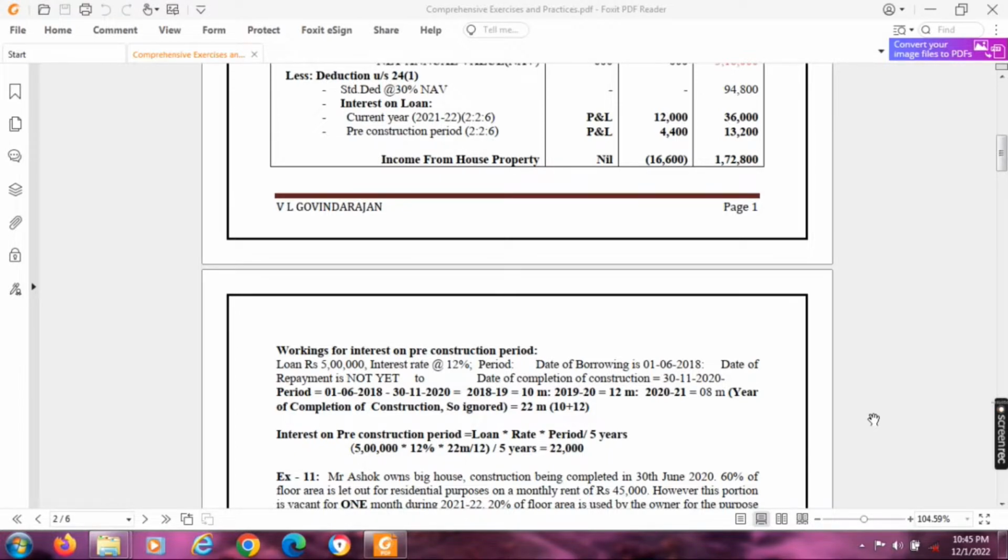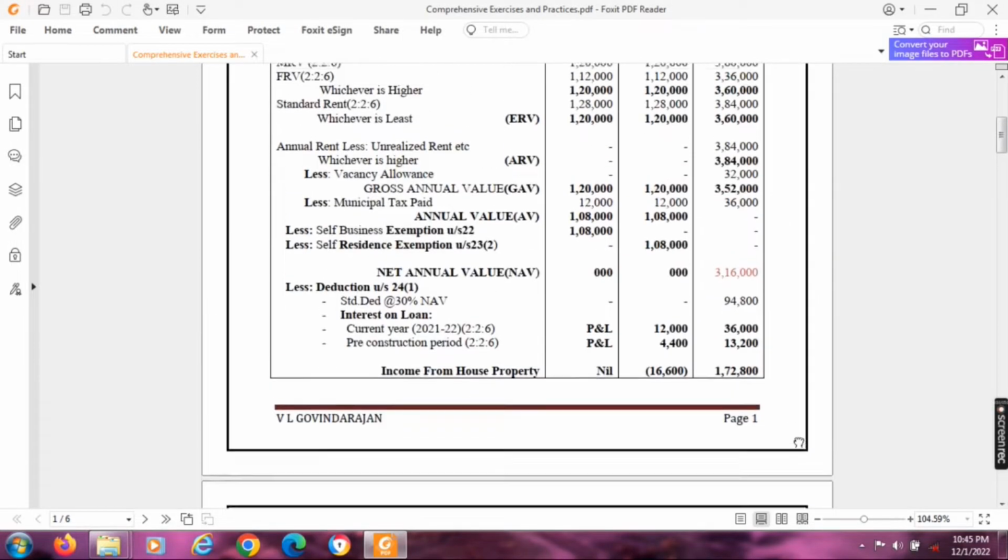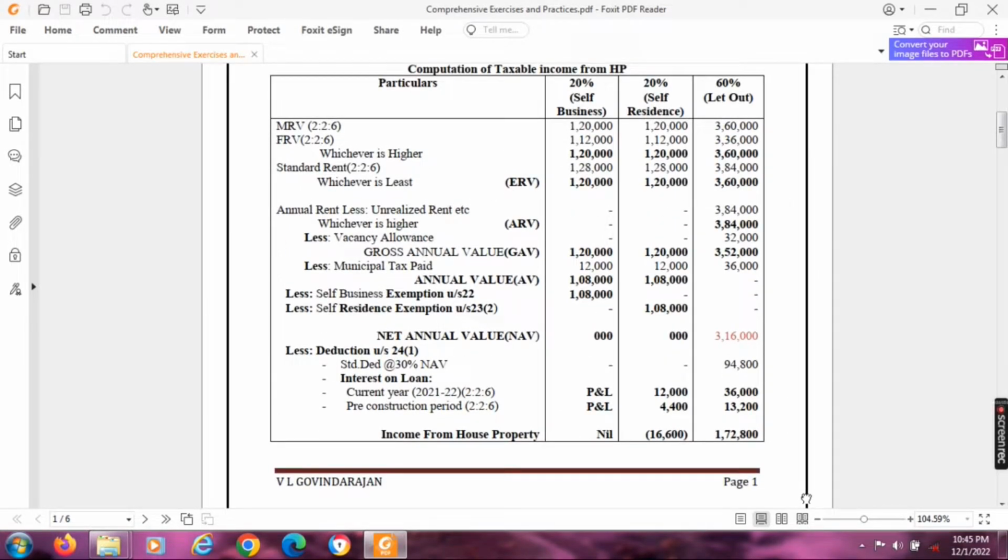And the current year interest, the full 5 lakh into 12%, is 60,000. That 60,000 will be apportioned in the ratio of 2:1. So 12,000, 12,000 and 36,000. But this 12,000 will be recorded in the profit and loss account as a business nature expenditure. The 4,400 will also be recorded in the profit and loss account as a business nature. That should not be recorded under house property.